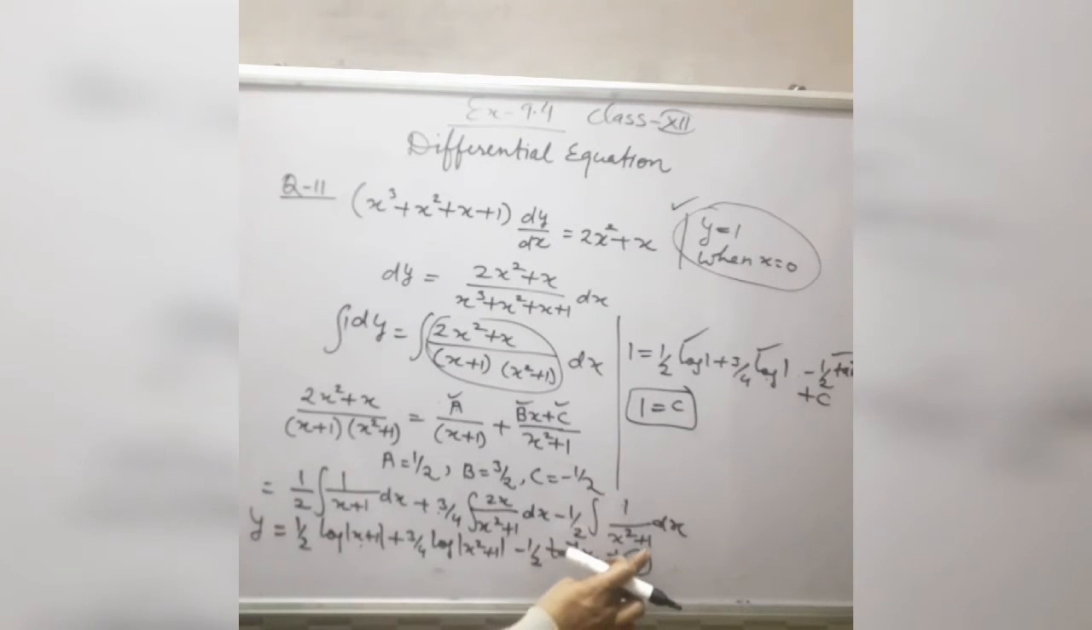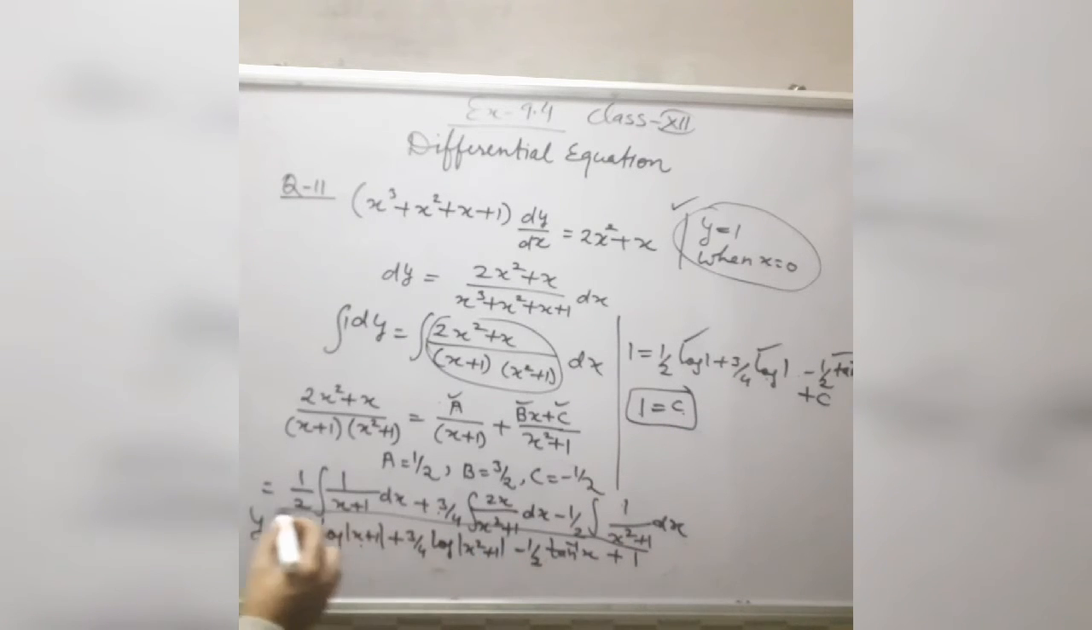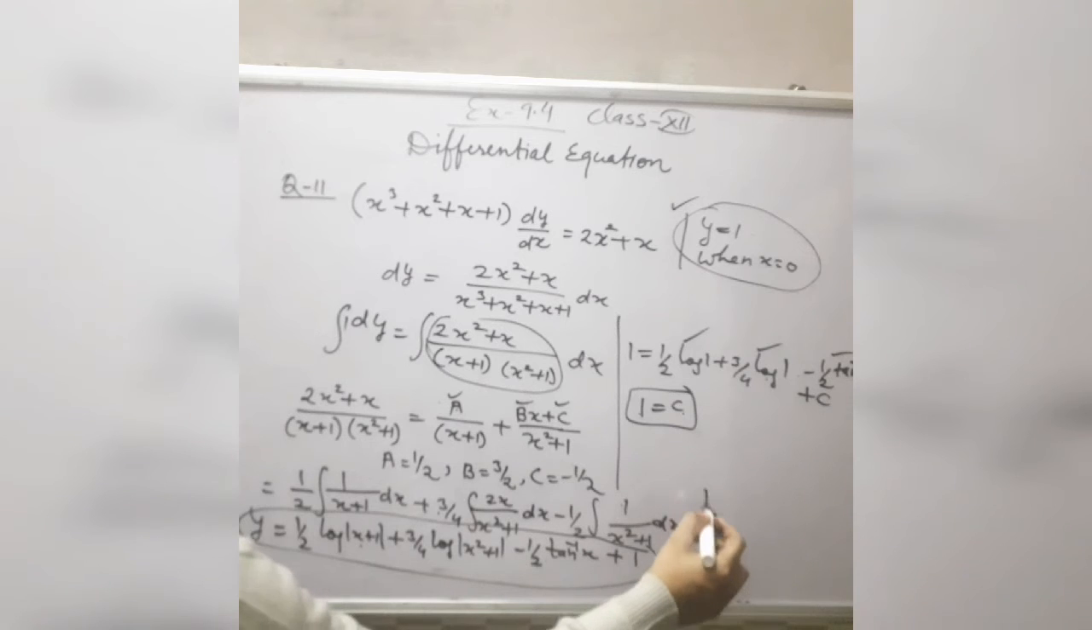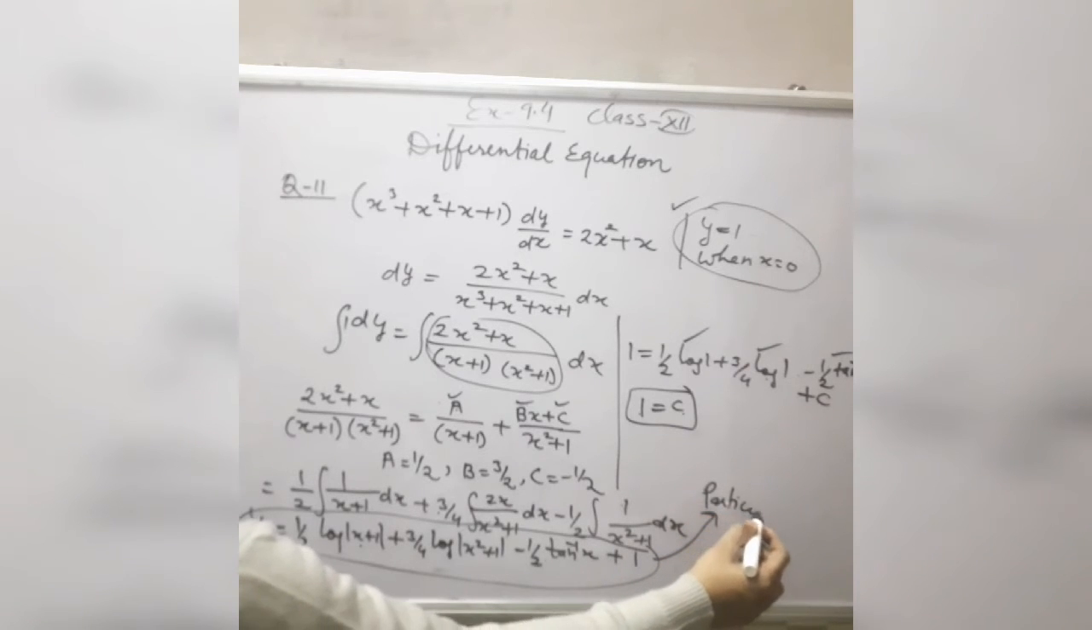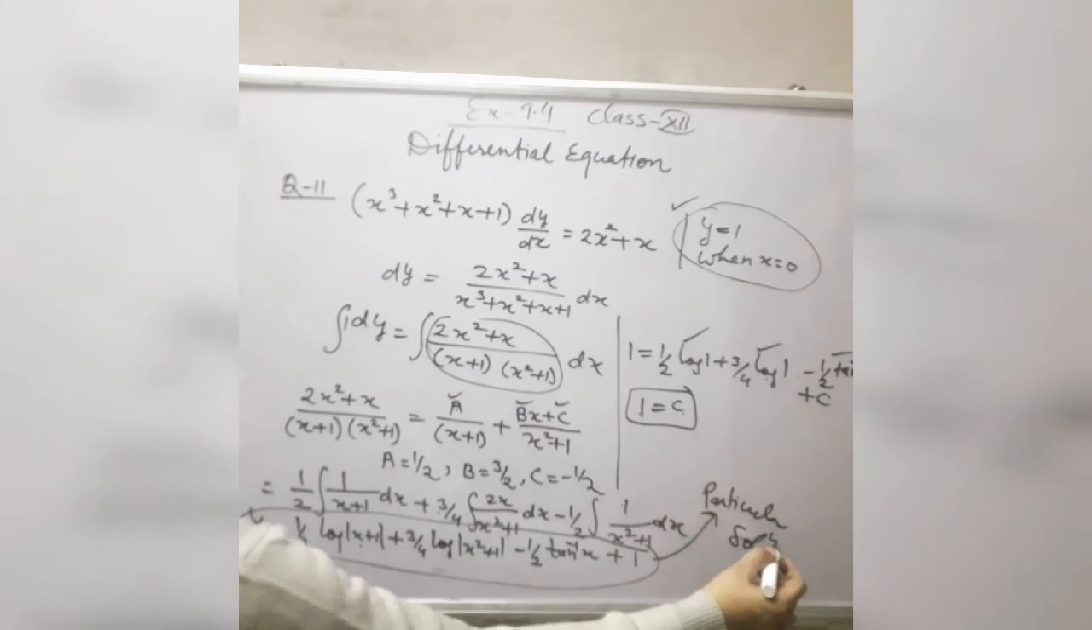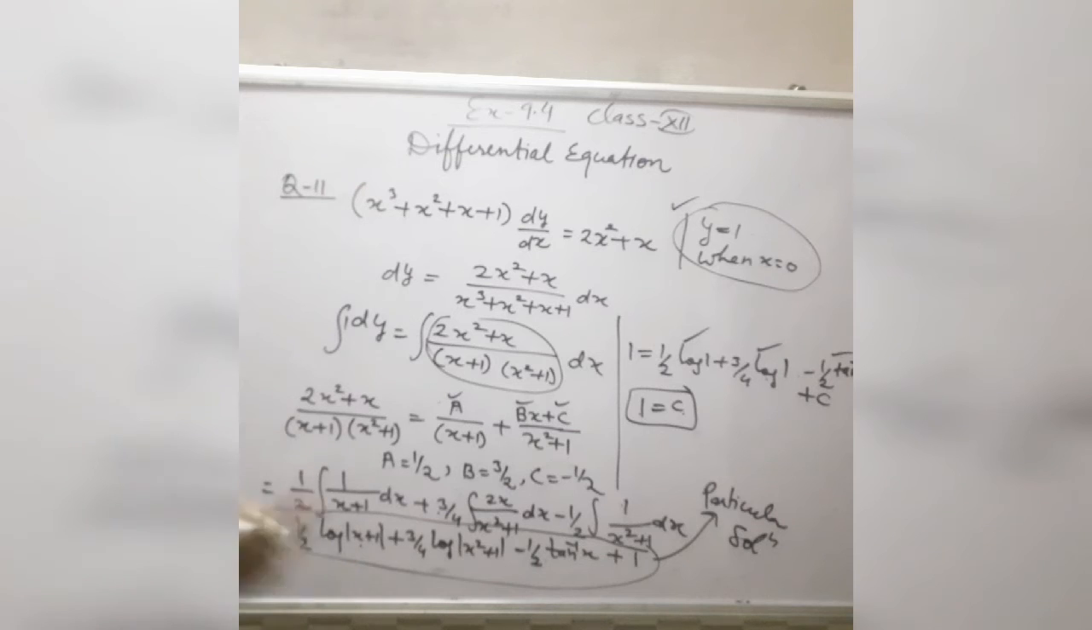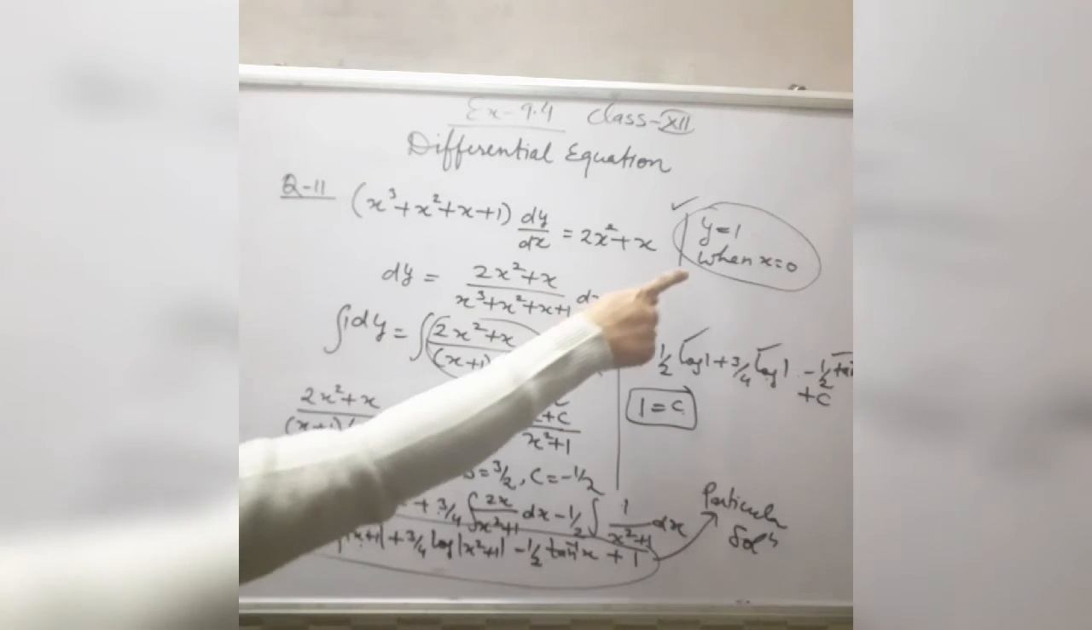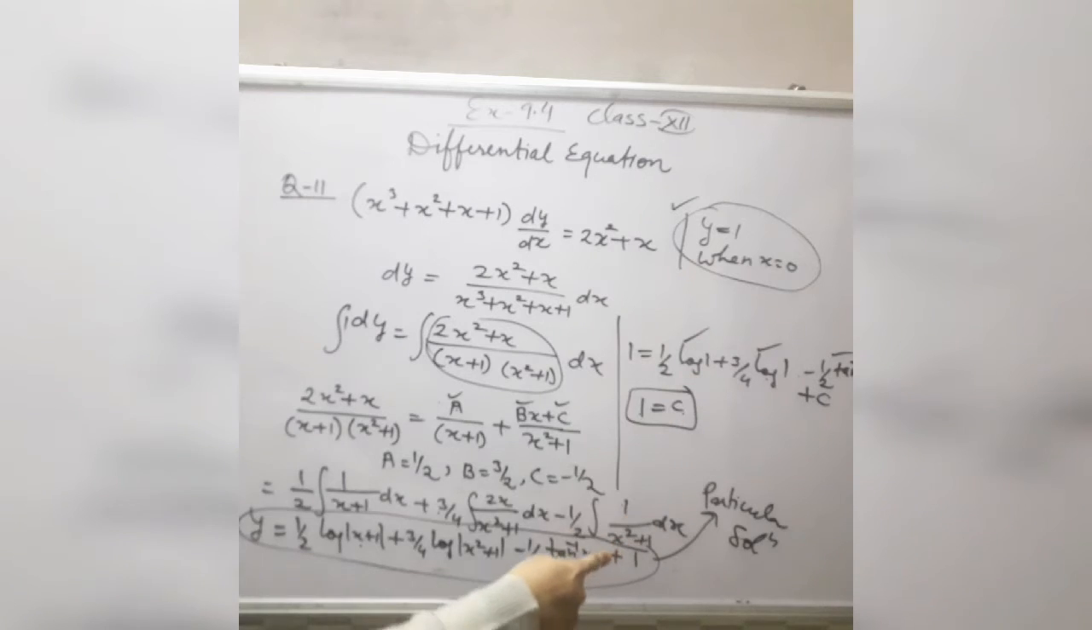And if in the general solution, in place of this constant term C, you put the value C equal to 1, then this general solution is changed into a particular solution. So this is the particular solution of the given differential equation. So in this way, after finding the general solution, you will find the value of the constant term with the help of the given condition, and then in place of the constant term you will put its value, then that general solution becomes a particular solution of the given differential equation.